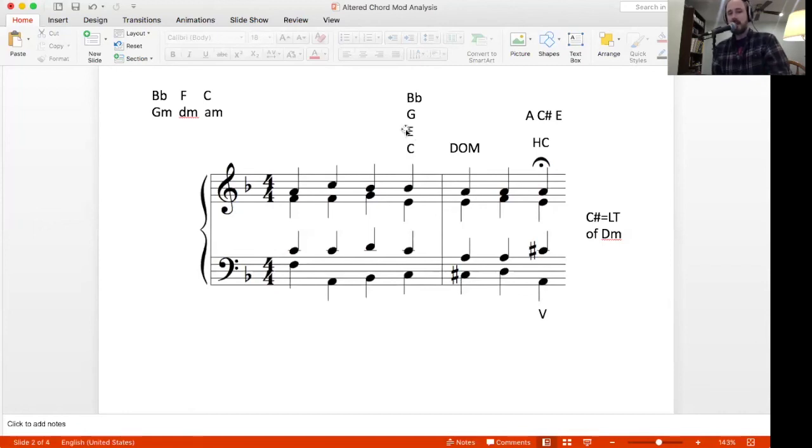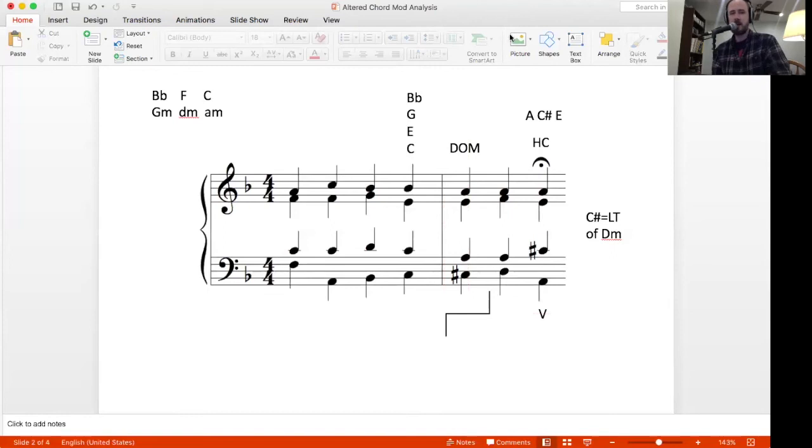So if this is not shared, this is not a pivot, that means that we are looking at an altered chord modulation. And in an altered chord modulation, where do we put the modulation symbol? It goes on the dominant chord, right? It goes on the dominant.